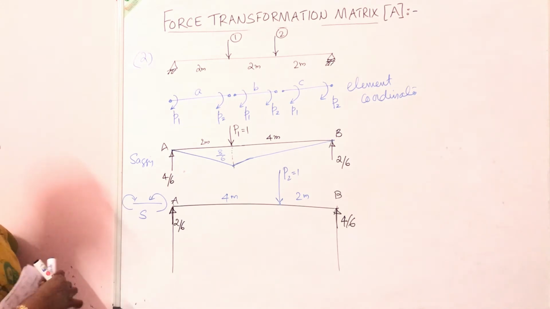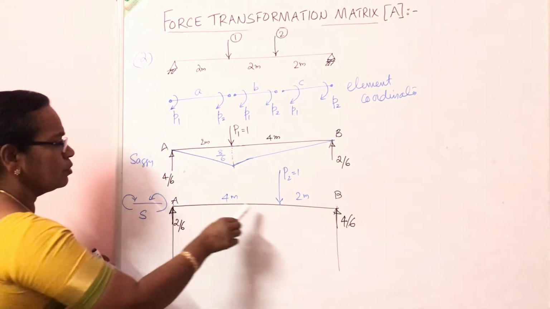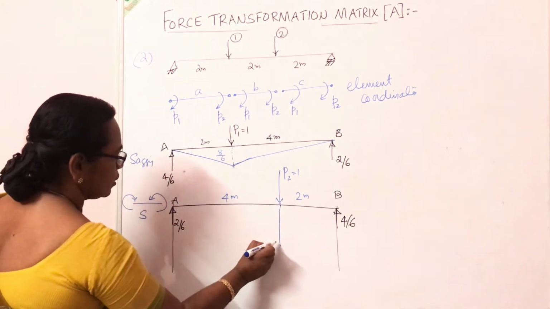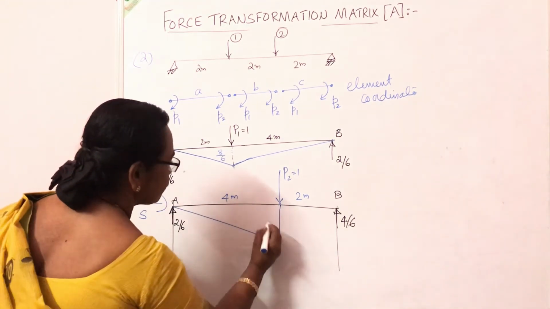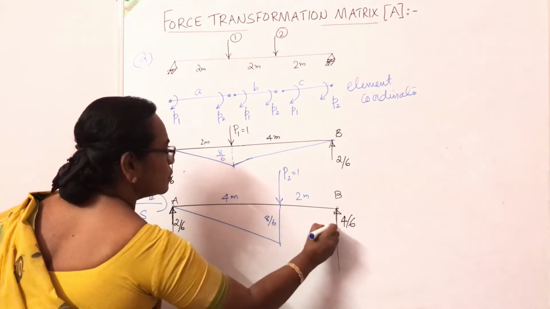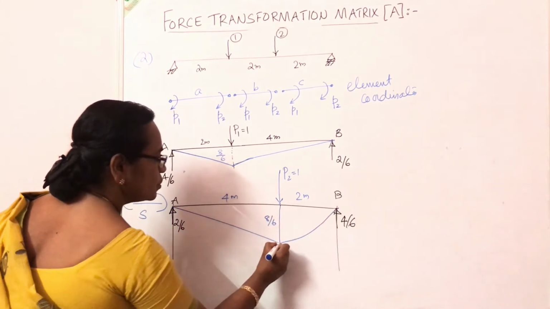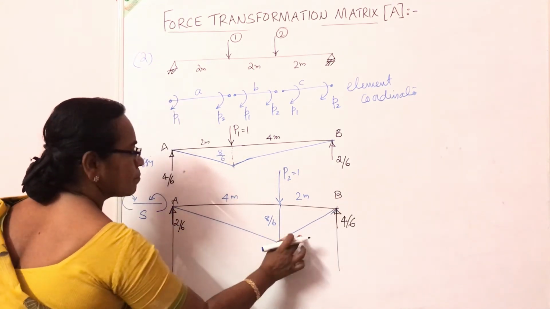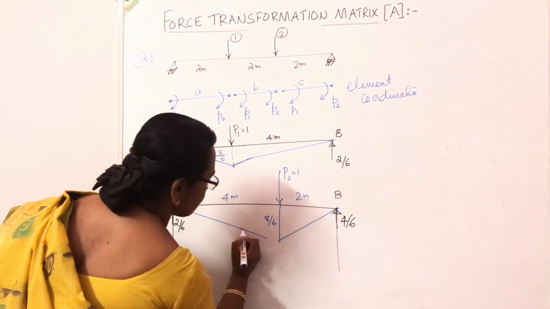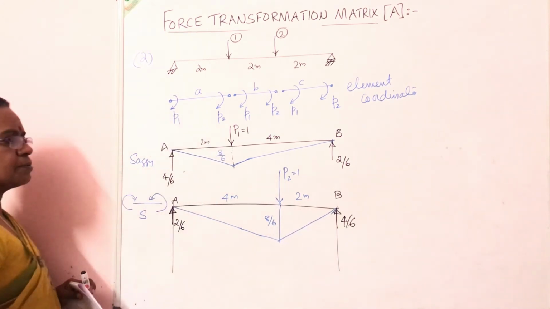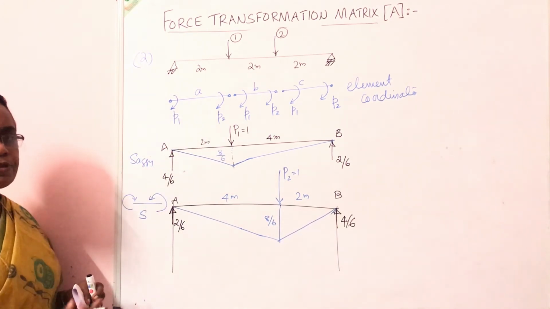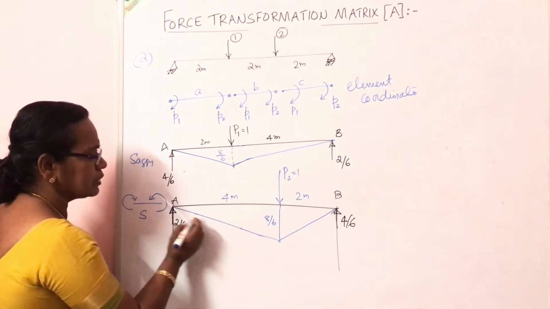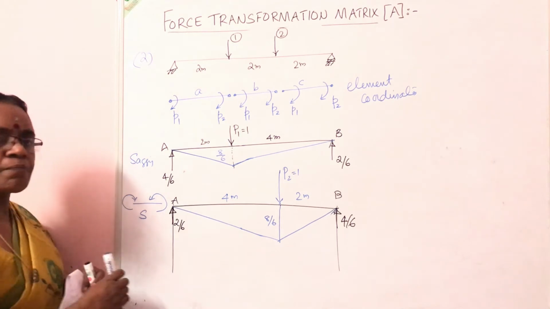To draw the bending moment diagram, the bending moment at this point is 0. Bending moment at this point will be 2 by 6 into 4. This is 8 by 6. 4 by 6 into 2, that's also 8 by 6. It's a straight line. So this is the bending moment diagram. This is easy for you, how to draw the bending moment diagram. It's a sagging moment. I have drawn it below the line.